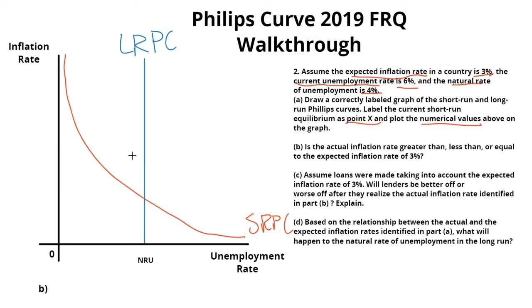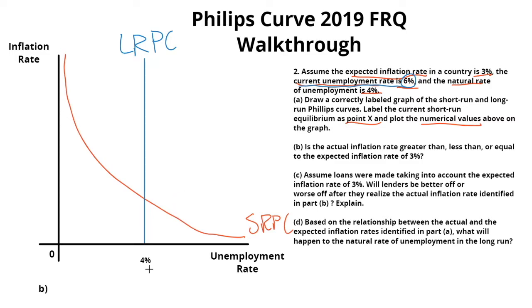Let's then write out where the short run equilibrium is. And if you recall in the last video, I said that either knowing the actual inflation rate or unemployment rate will show where the short run equilibrium is. And it says that the current or actual unemployment rate is 6%. We already know for NRU, we can replace this numerical value with 4%. We know that the current unemployment rate is 6%.